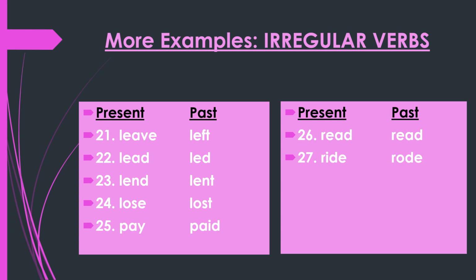Number 27 is ride. That is R-I-D-E. Becomes rode. That is R-O-D-E. Number 28 is run. R-U-N. Becomes ran. That is R-A-N. Number 29 is say. That is S-A-Y. Becomes said. S-A-I-D.